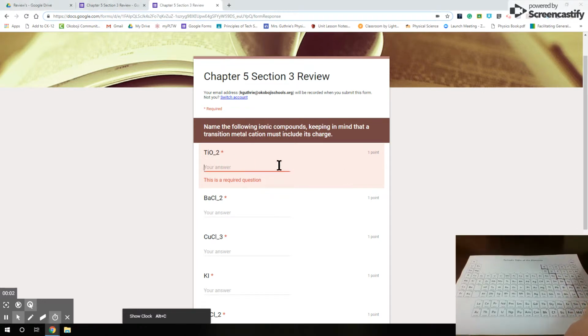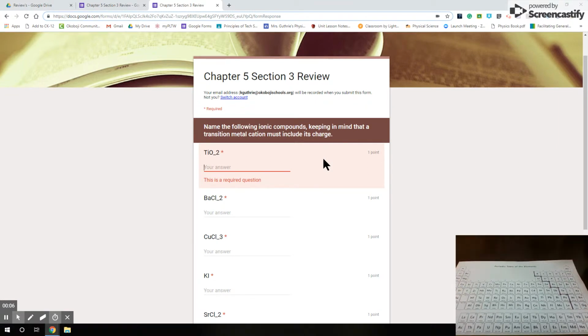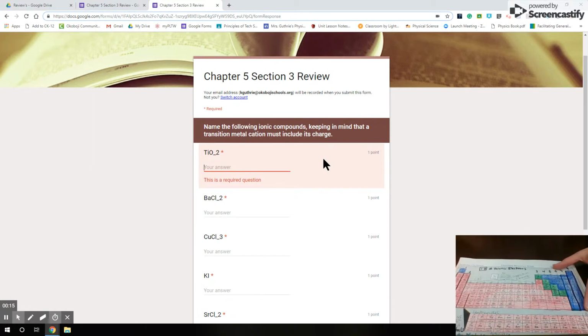Alright guys, I am going to try to work through some of these problems with you. I know that this has been a little bit of a challenge, but that's completely okay. So, I'm going to walk through the steps for naming these ionic compounds.